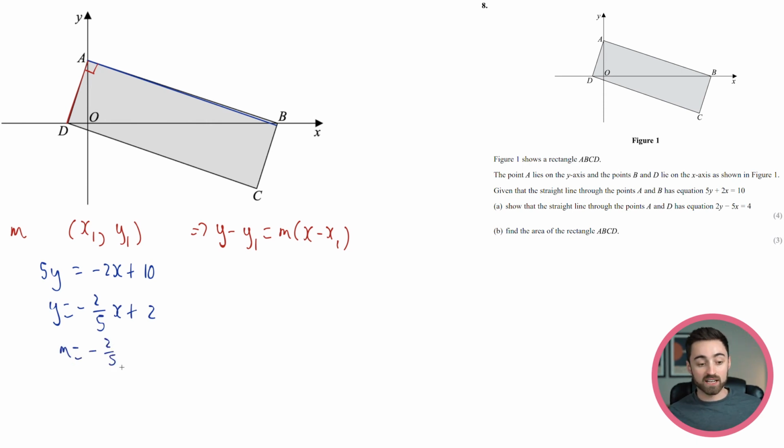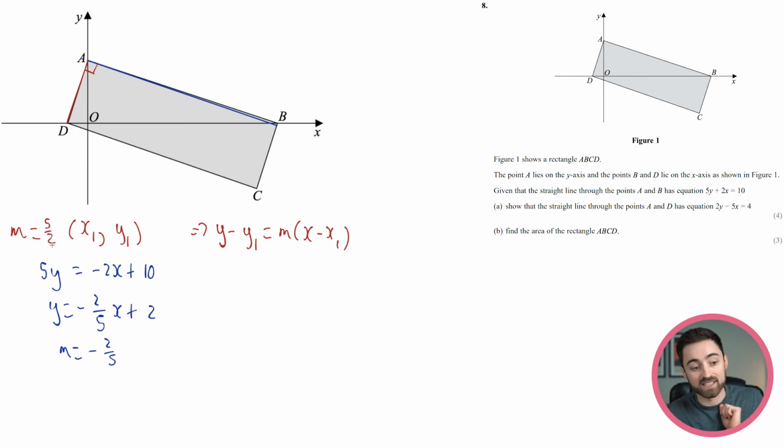And now to get a perpendicular gradient, what I need to do is minus 1 divided by that. In other words, flip the fraction and change the sign. So in this case, the sign's going to go positive, and the fraction's going to flip to get 5 over 2. Now I just need a point.